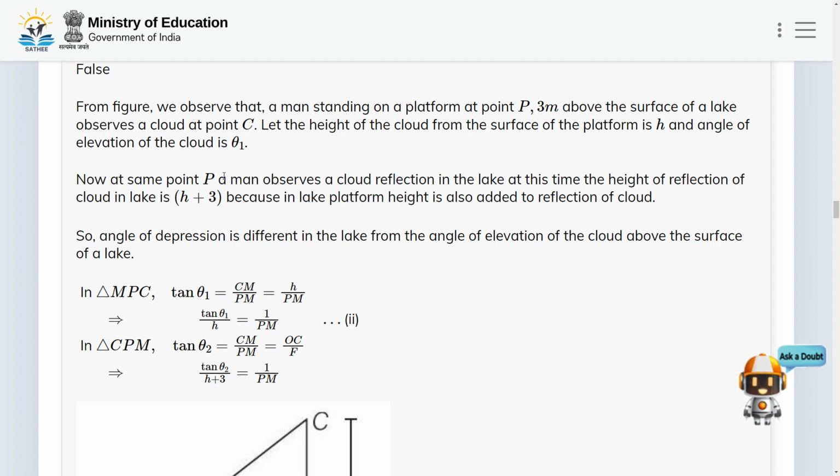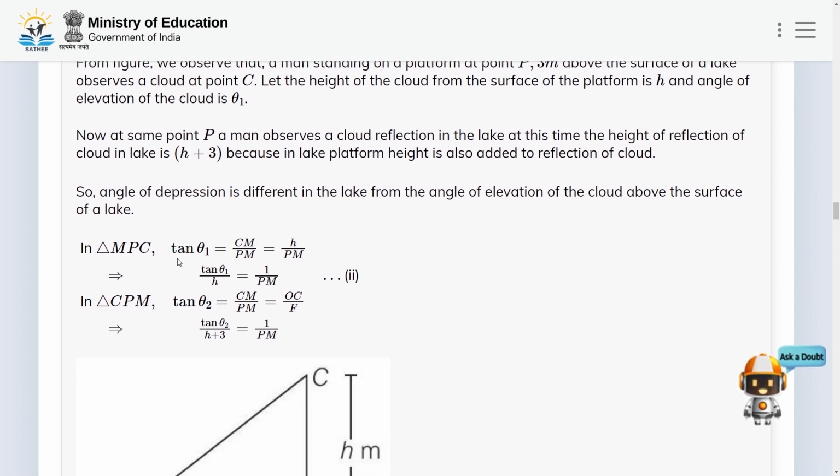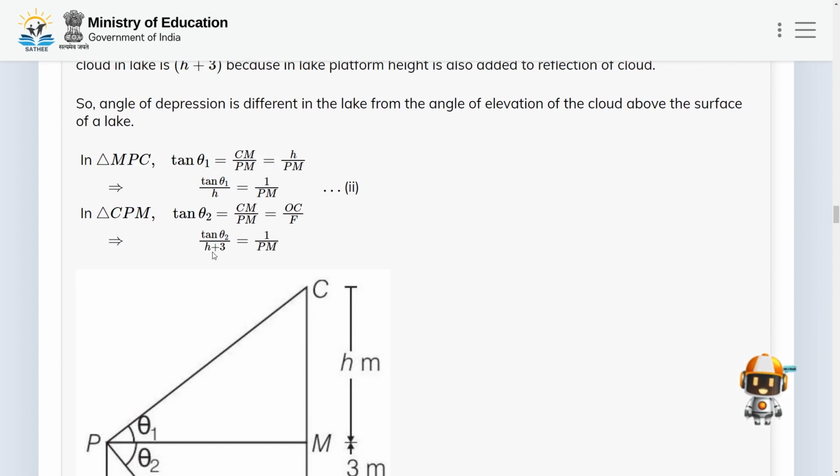Now at the same point P, the man observes the cloud's reflection in the lake. At this time, the height of the reflection of the cloud in the lake is h plus 3, because the platform height is also added to the reflection of the cloud. So the angle is different in the lake from the angle of elevation of the cloud above the surface of the lake. From this figure, in this triangle MPC, the angle of elevation is theta 1.